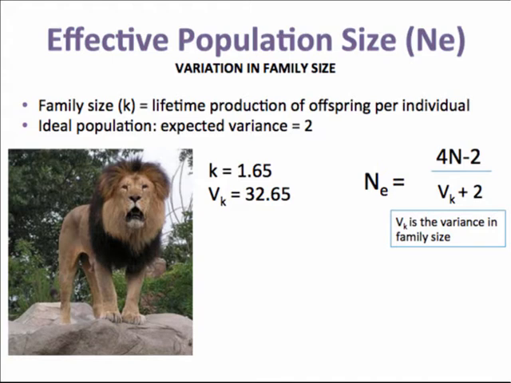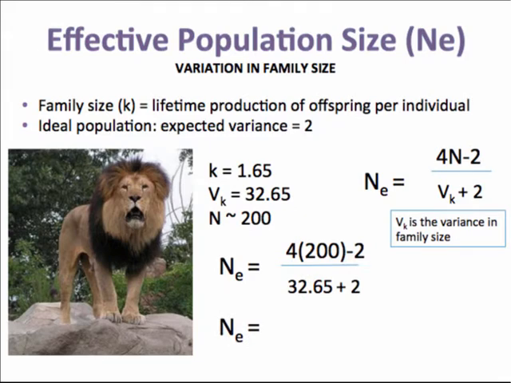And then let's also say that there is a total population of 200. So we put these into the equation. So we have 4 times 200, then n minus 2, and then we take the variance here and put that here, and then that turns into 34.6, an effective population size.